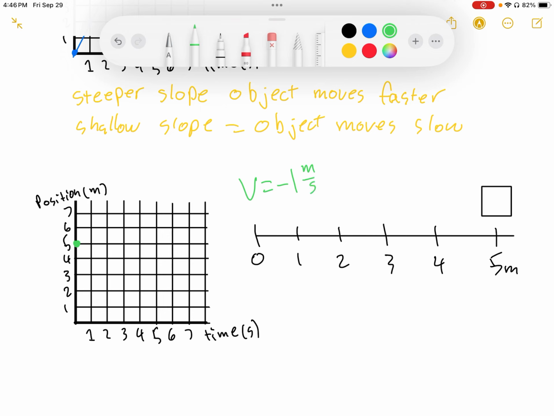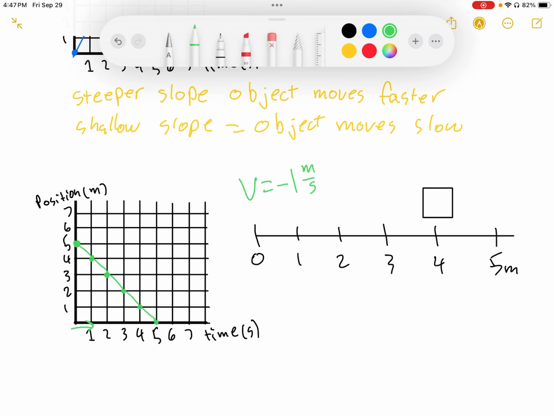Okay, so let's let 1 second pass. After 1 second passes, we're going to be at 4 meters, right? So we're going to go out to 1 second, go up to 4, and plot a point there. After another second passes, we're going to be at 3 meters, right? Because another second passed, we went back, boom, boom, until we get to 0, right?